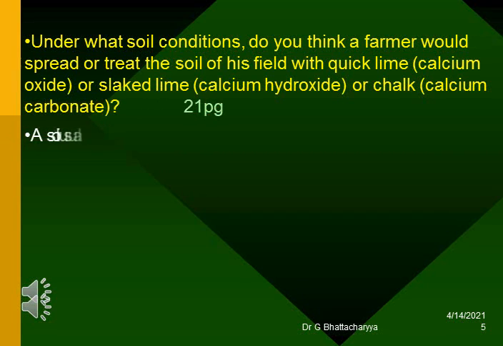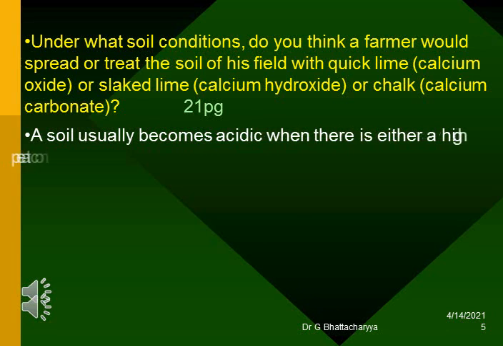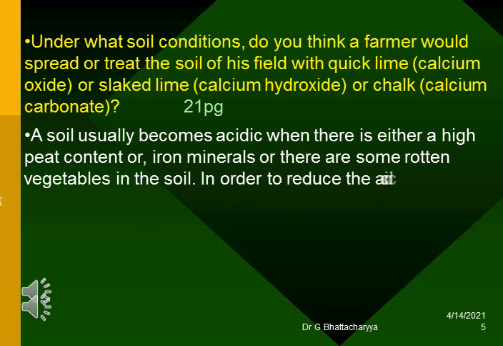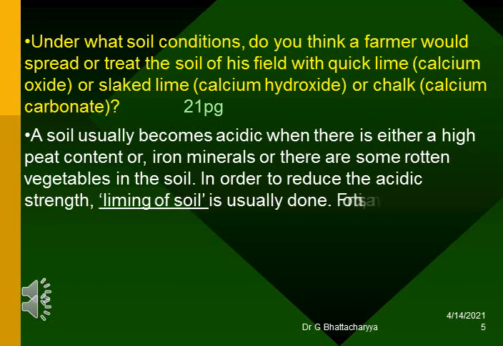A soil usually becomes acidic when there is either a high peat content or iron minerals or there are some rotten vegetables in the soil. In order to reduce the acidic strength, liming of soil is usually done. For this, any of the substances that have been mentioned are added to the soil since they are of basic nature.